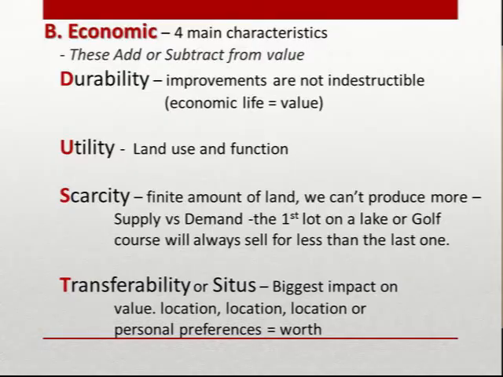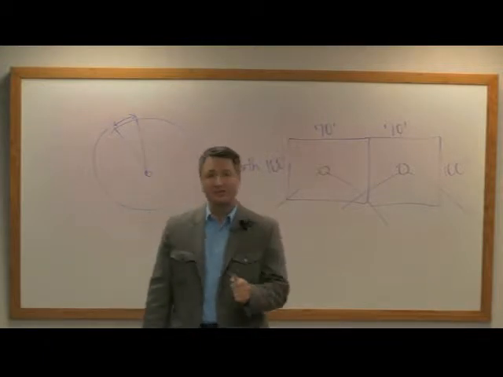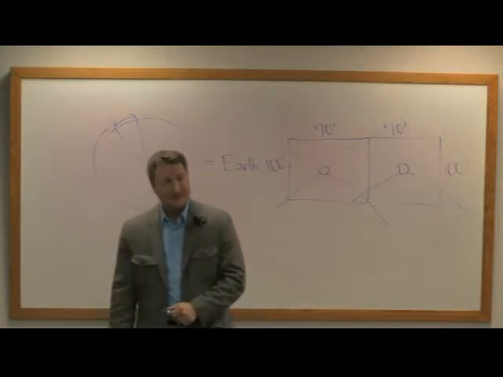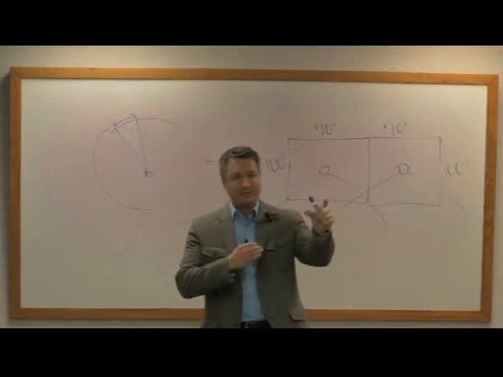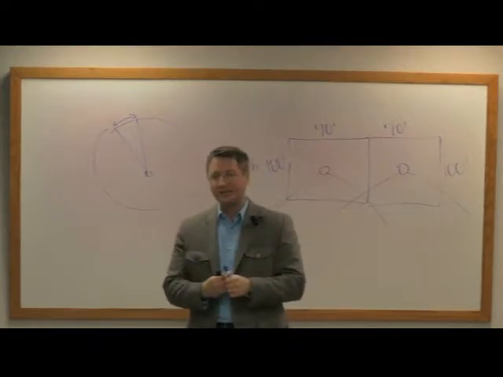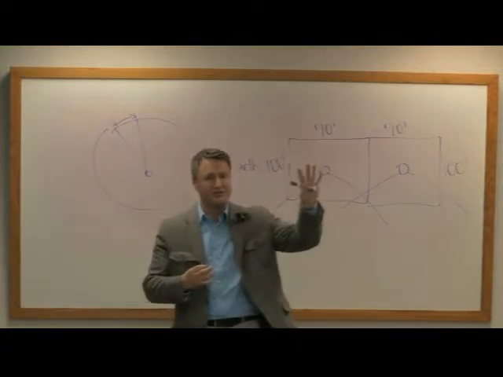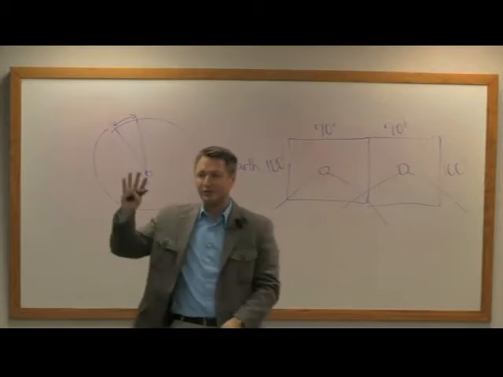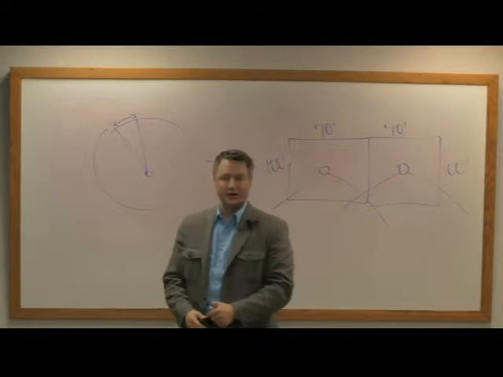Next is the economic characteristic of land, and this is going to attribute value. And I want to make sure you remember that, because on a test they're going to use these 7 total. We have 3 for the physical, 4 for the economic, and they're going to use them all interchangeably to see if you know which ones are defining land and which ones are going to either add or take away from the value of the land.